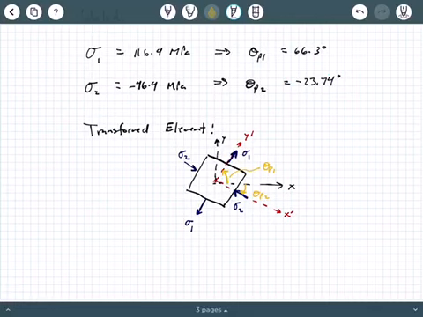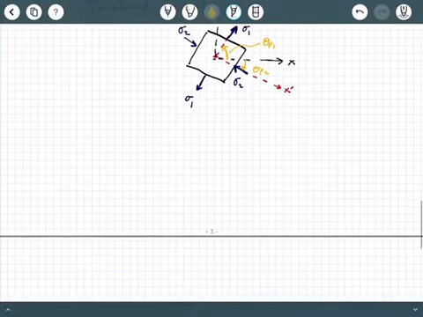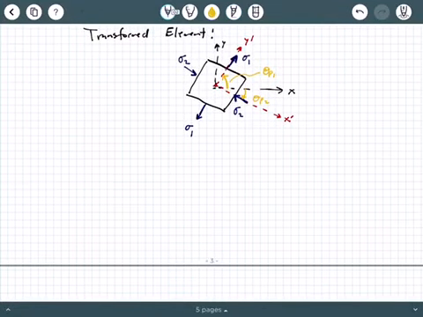And then the angle between the global x-axis and my sigma 2 value is right here. This is theta p2. And check it out. Look how the orientation of it is rotated clockwise, which corresponds to a negative angular value. Okay, so those are my principal stresses.